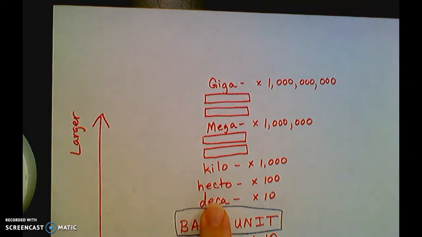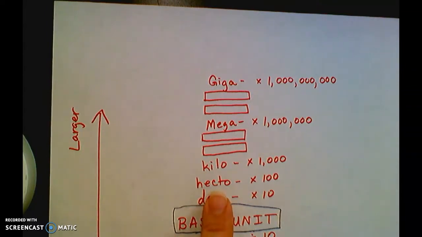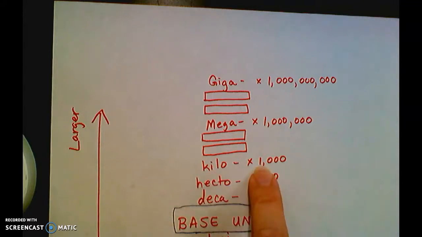And I just stick a prefix in front of it. So my base unit might be the meter. And if I talk about a decameter, that's 10 meters, so it's 10 times longer than a meter. A hectometer, they'd probably say hectometer, is 100 meters. And the kilometer, which you've most likely heard of, is 1,000 meters.